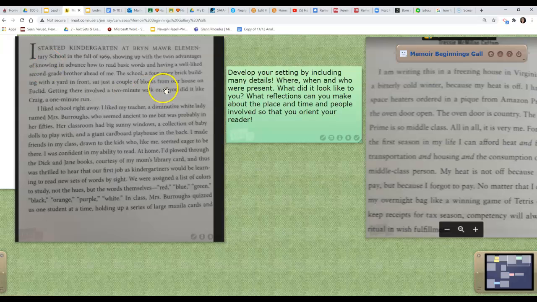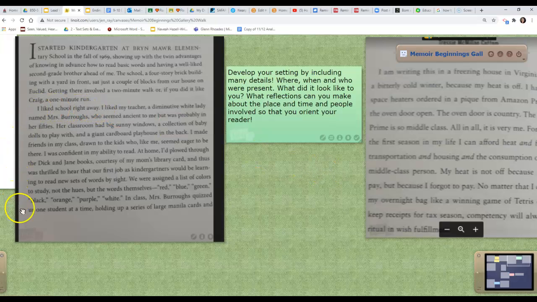Immediately, the setting has been developed with time, conflict, and possibly some drama that's going to come up when she mentions having to know in advance how to read basic words. She also gives us details about where the school is: a 4-story brick building, Euclid. So what you want to do is give the where, the when, and the who. Give as many details as you can. What did it look like to you? What kind of reflections can you make about the place and the time and the people involved? You want to orient your reader.